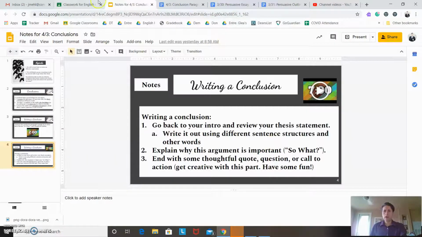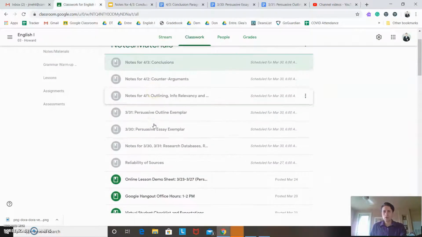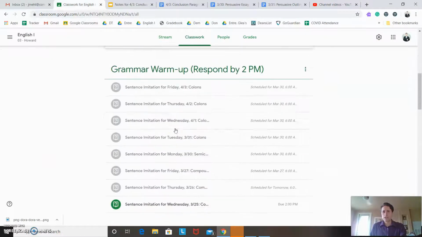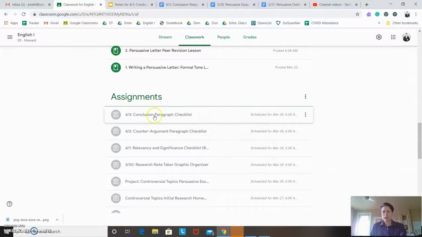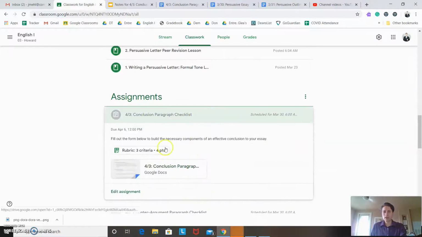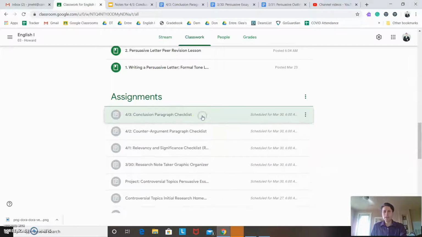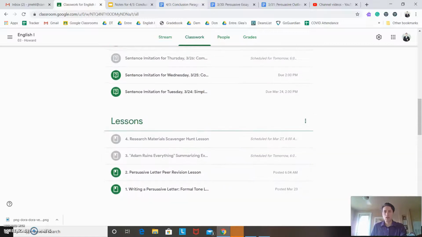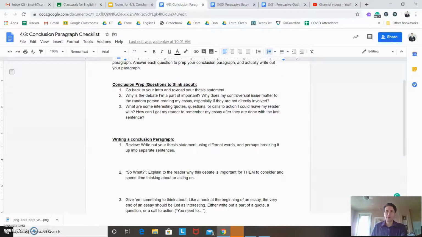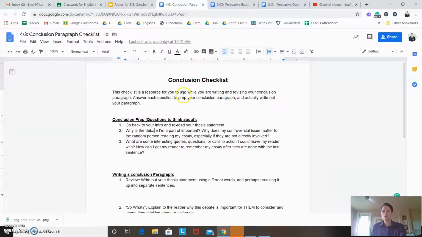So, back on Google Classroom, if you go to the post right here, 4-3, the conclusion paragraph checklist, and click on it, it's going to give you your own copy. That's what you're going to be submitting by the end of the day on Friday, so I know that you're on track. Technically, it's not due till Monday, but let's face it, you don't want to do everything all at once, right? So the conclusion checklist is very similar to both the relevancy and the counter-argument checklist as well.